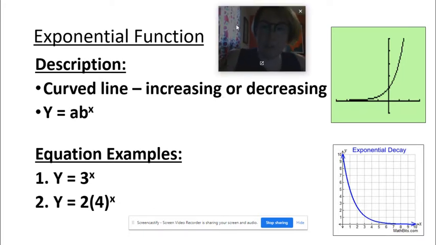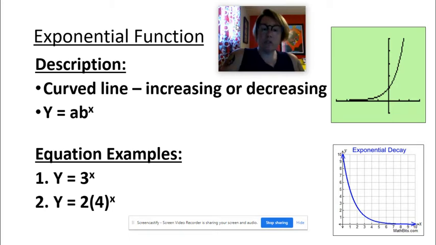Next up was the exponential function, which we talked about quite a bit this year. Exponential functions are curved lines that are either increasing or decreasing, and they come in the form y equals a b to the x power. So remember, exponential, the exponent is x. So we have things like y equals 3 to the x power, y equals 2 times 4 to the x power. This was one of the last big EQs that we did before school was out, where we talked about exponential growth and exponential decay. But right now we're just talking about the basics.